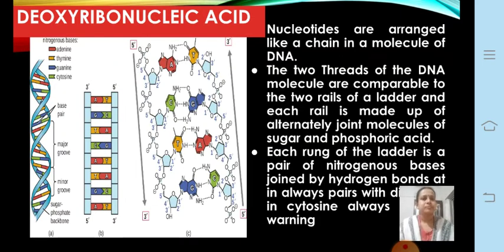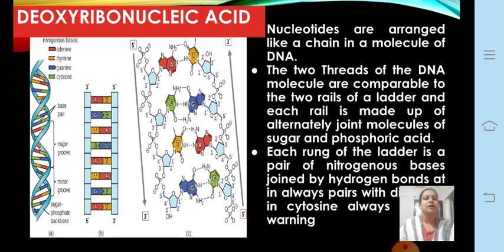Now, nucleotides are arranged like a chain in the molecule of DNA. You can see how it is a chain, you can see that ladder. These nucleotides are arranged in the form of a chain, beads of the chain, as you have seen earlier. Now the two threads or two strands of the DNA molecule are comparable to the two rails of a ladder. You can see the rails of a ladder, made up of alternately joined molecules of sugar and phosphoric acid.